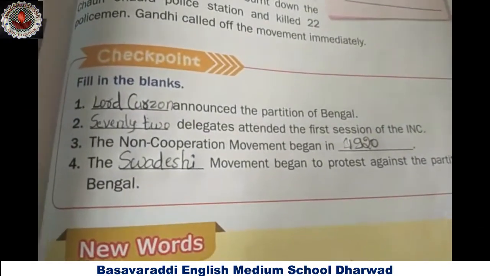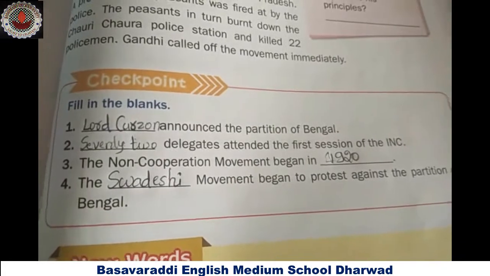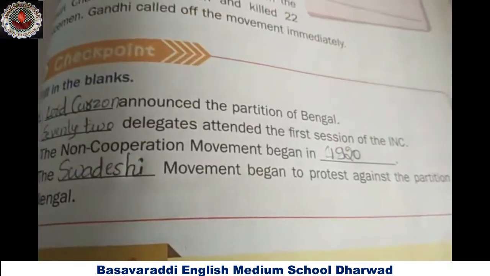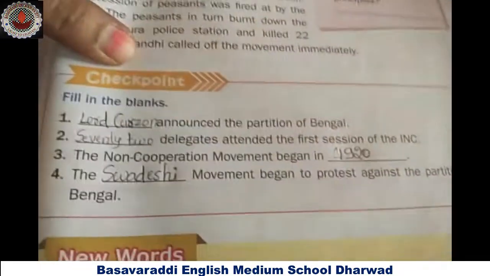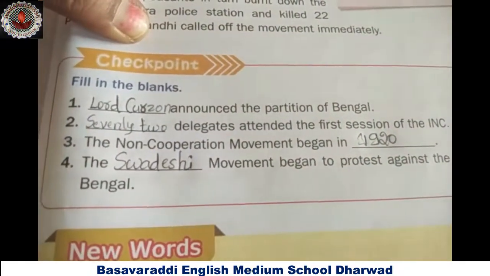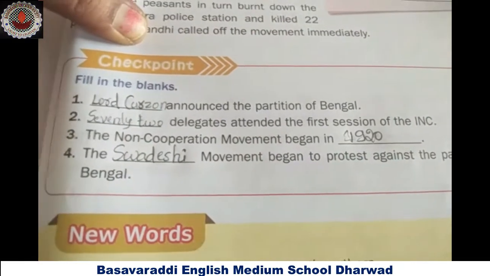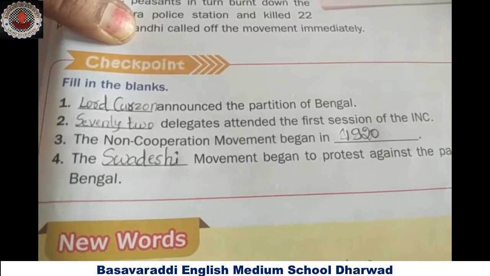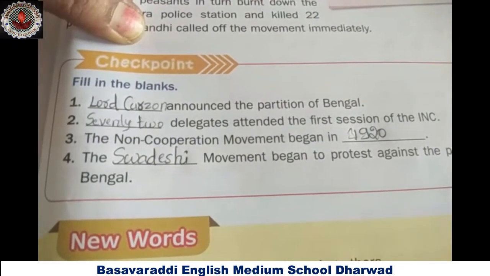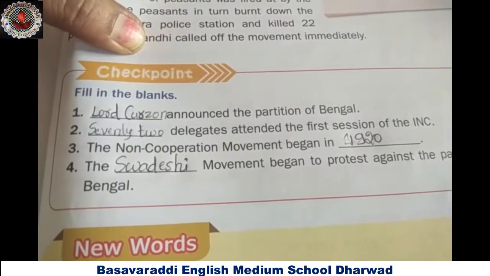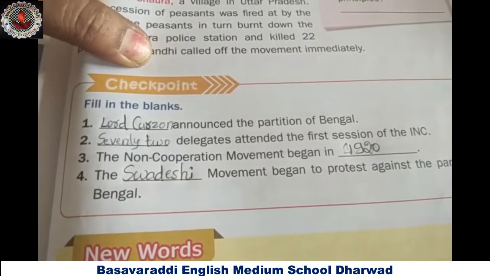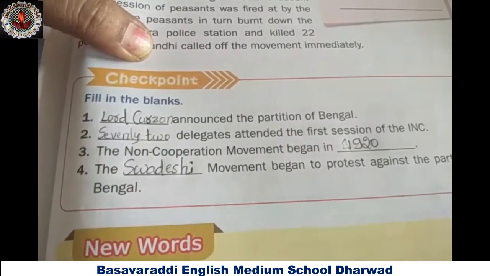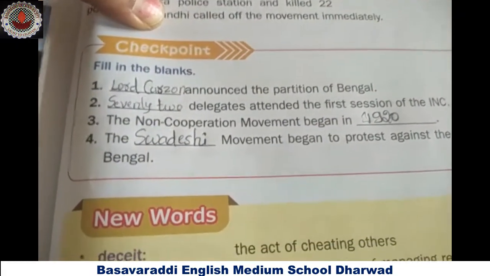I'll repeat it once. Question number 1. Lord Curzon announced the partition of Bengal. 72 delegates attended the first session of the INC. INC in the sense Indian National Congress. The full form of INC is Indian National Congress. The full form of INA, Indian National Army.